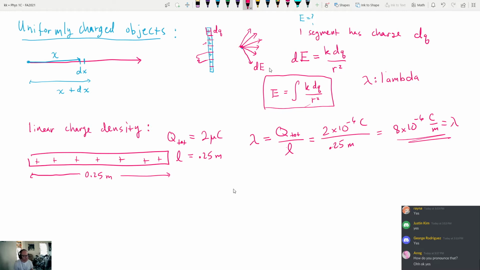Now, let's see if you all can figure this out. Suppose I cut the rod in half. How much charge is there to the left of the cut that I made? How much charge is on the left side over here, if I cut it right in the middle? Take my charged rod, I cut it right in half, and I ask, how much charge is there over here to the left?